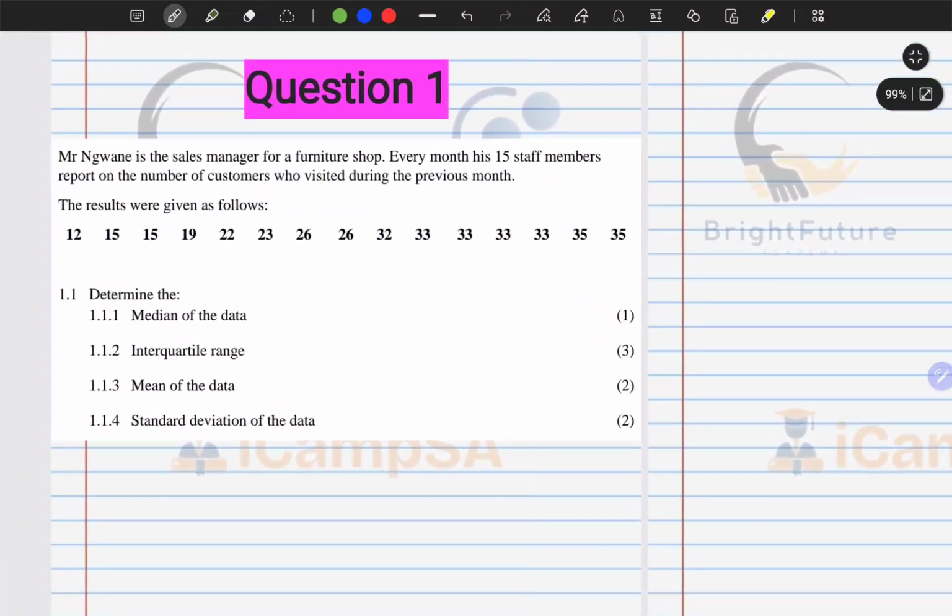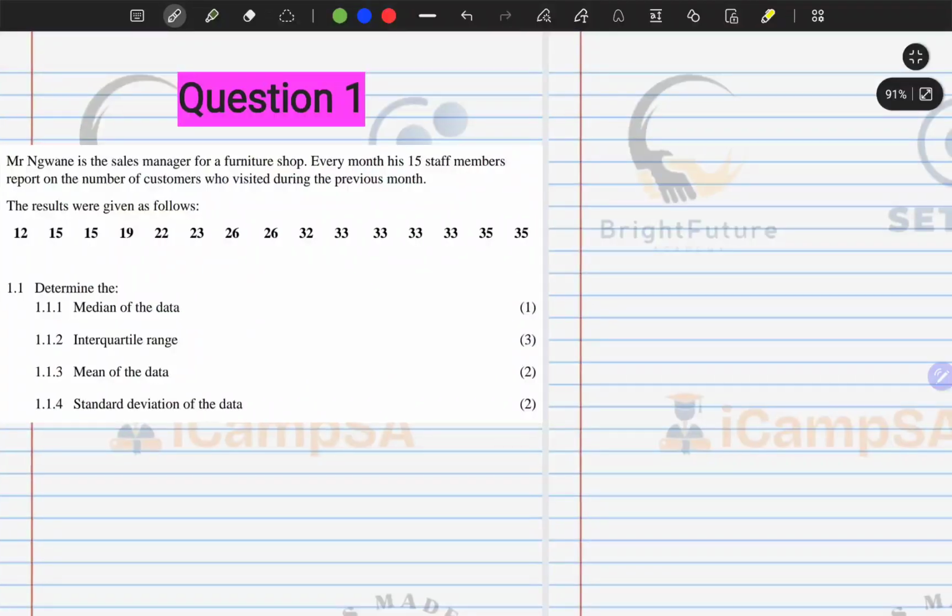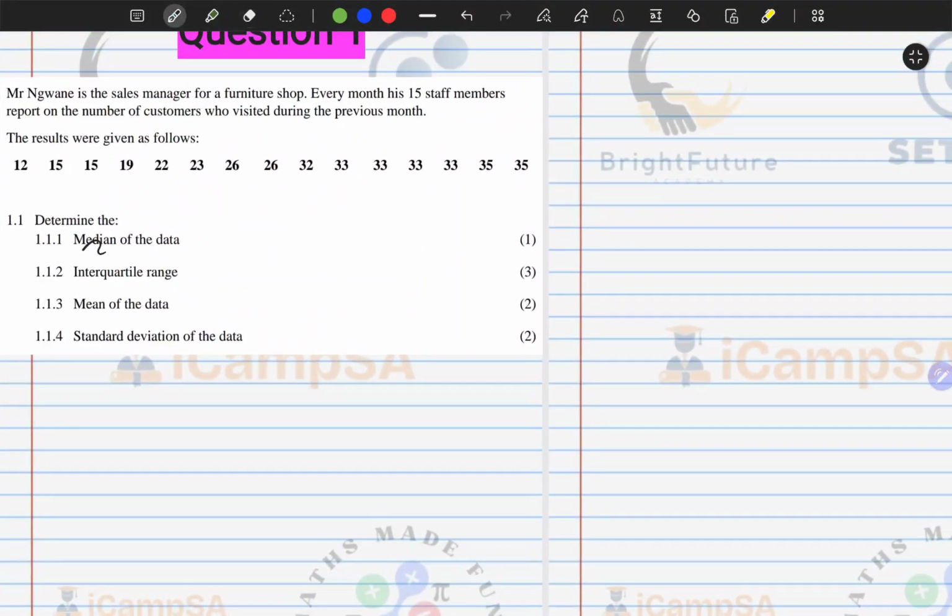So let's have a look at what is happening here. Question 1, we are told Mr. Ngwane is the sales manager for a furniture shop. Every month, his 15 staff members report the number of customers who visited during the previous month. The results are as follows: 12, 15, 15, 19, 22, 26, 26, 32, 33, 33, 33, 33, 35, and 35. What we are required to figure out is the median of the data. Remember, median is the middle value.